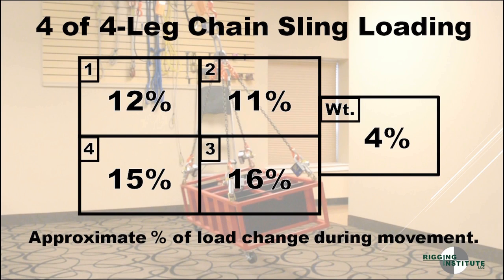Sling number 3 showed the highest increase in loading at 16%. The hoist supporting the load increased by 4%.